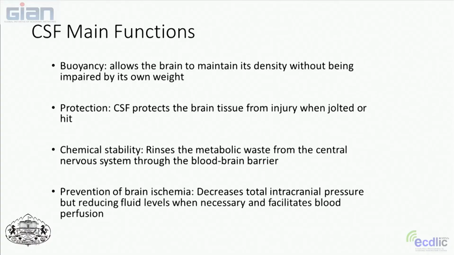And the CSF also prevents brain ischemia. It decreases the total intracranial pressure by reducing fluid levels when necessary and facilitates blood perfusion. So if you hit your head and have a brain injury or something, it swells, and the cerebral spinal fluid will help adjust the pressure levels in the head so you don't get too much pressure built up in there.